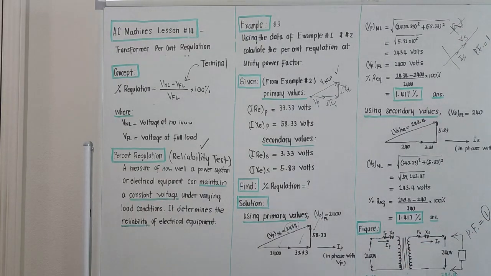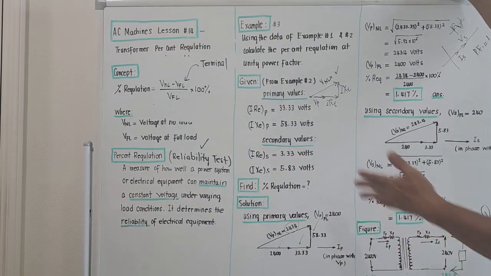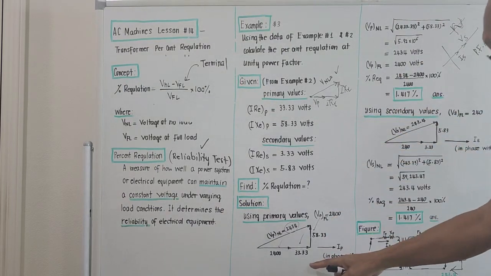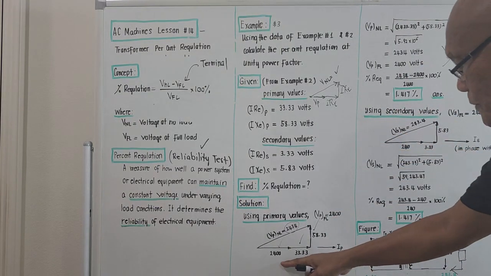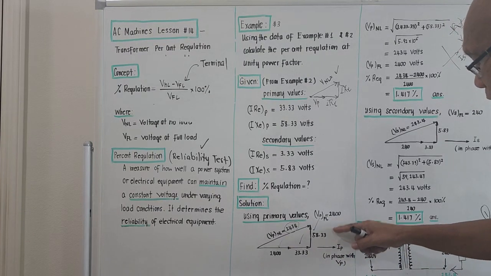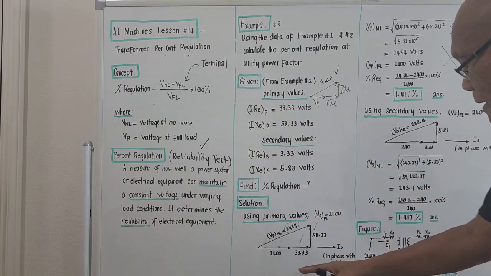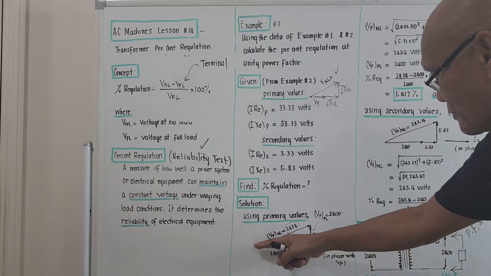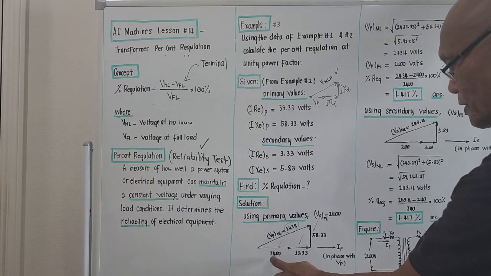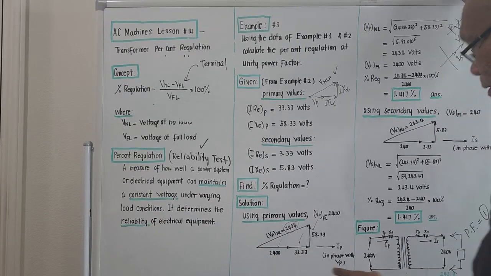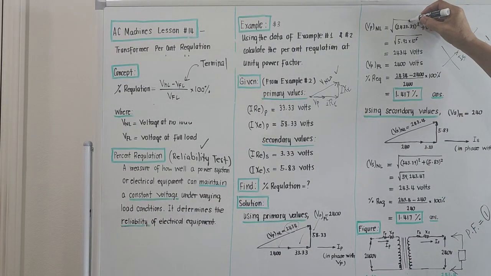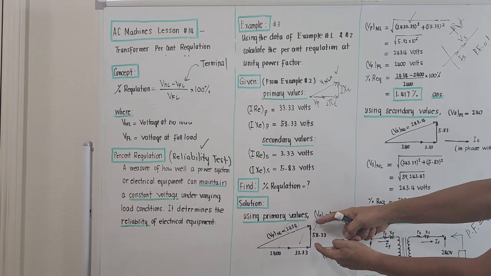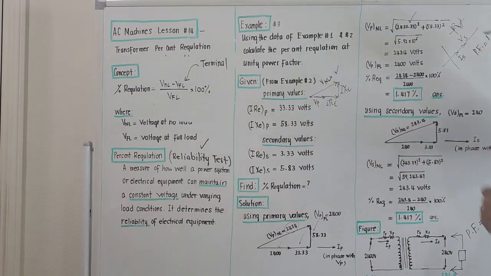Right? So using the primary values now, this is 33.3, this is 2400, this is the IX drop, going up, right? 2400 is actually at 0 degrees, the IR drop is actually at 0 degrees, so we add this one here, 2400 plus 33.3, it is this. Right? That's the real part of the voltage. And the imaginary part, which is due to the reactance of the winding, is this, 58.33.